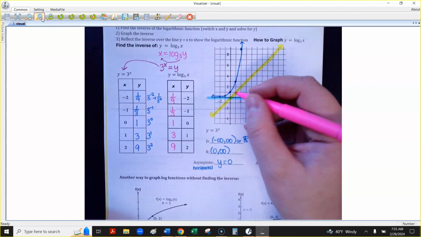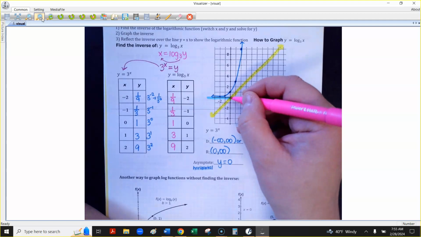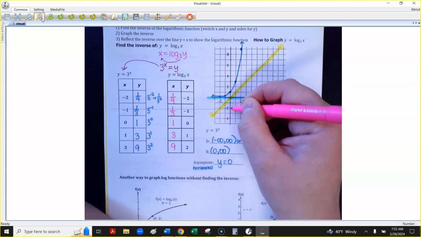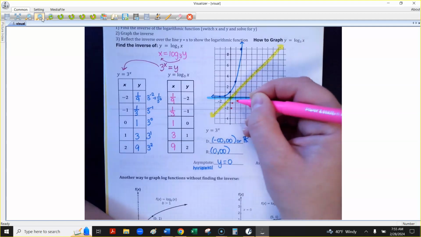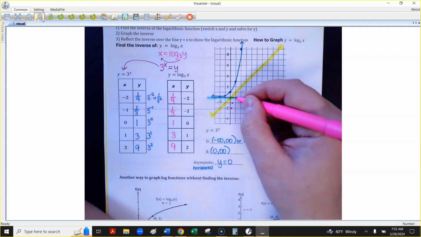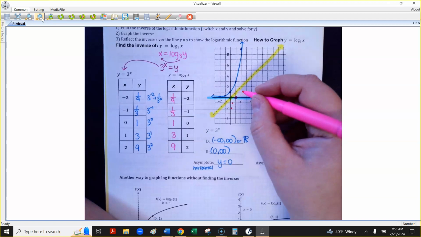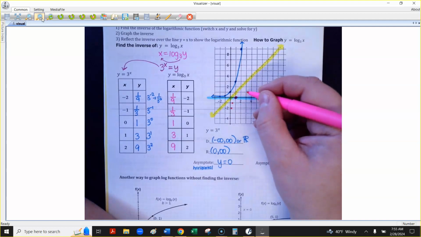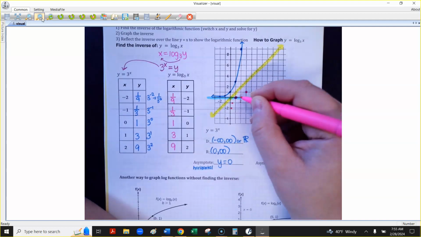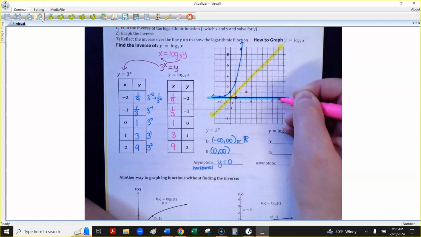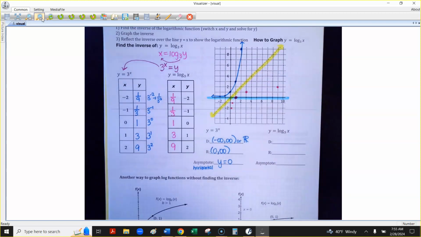So for my x value of 1/9, I'm just going to barely come to the right of the origin and then go down to -2. And then for the 1/3, I'm just going to go over a little bit farther and go to the -1. Then the rest of the points will be nice numbers. So you'll have 1, 0. You'll have 3, 1. And then you'll have 9, 2. And this will give you guys an idea of the general shape of a log function.